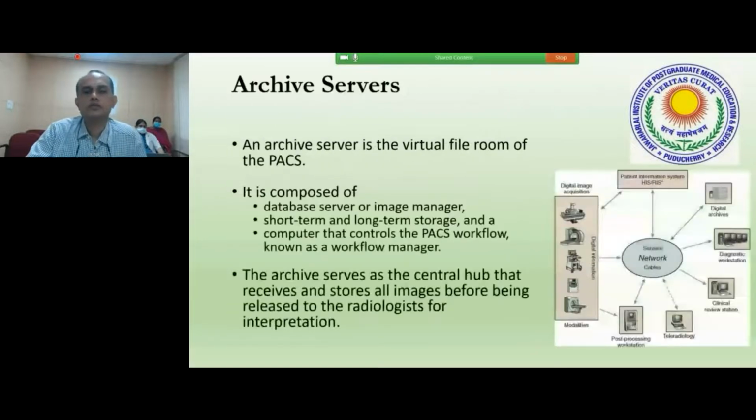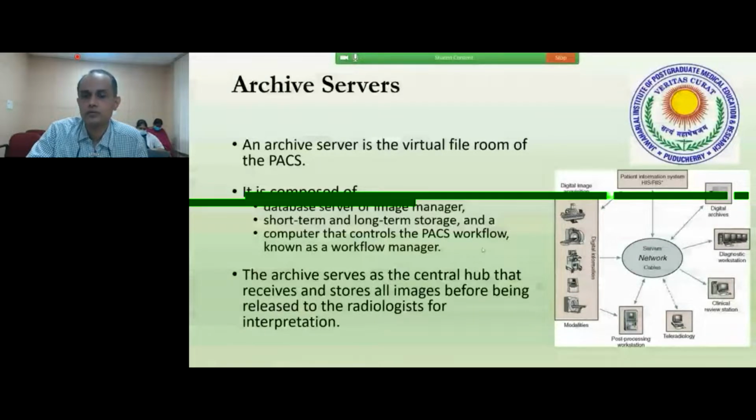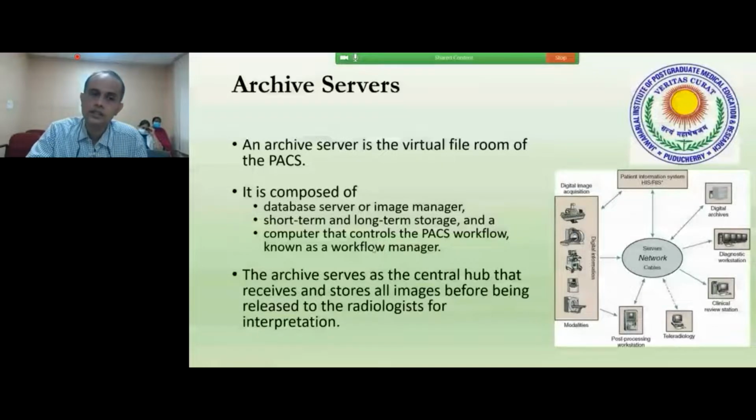The third and most important part of the PACS is the archive server. The archive server is the virtual file of the PACS. This is where all the images are stored, and it is composed of 3 components. One is the database server or the image manager, which manages the image data. The second one is storage, a short-term storage and a long-term storage. And the third one is a computer that controls the PACS workflow, where to send the image and where to receive. This is called the workflow manager. So all these are the components of the archive server.